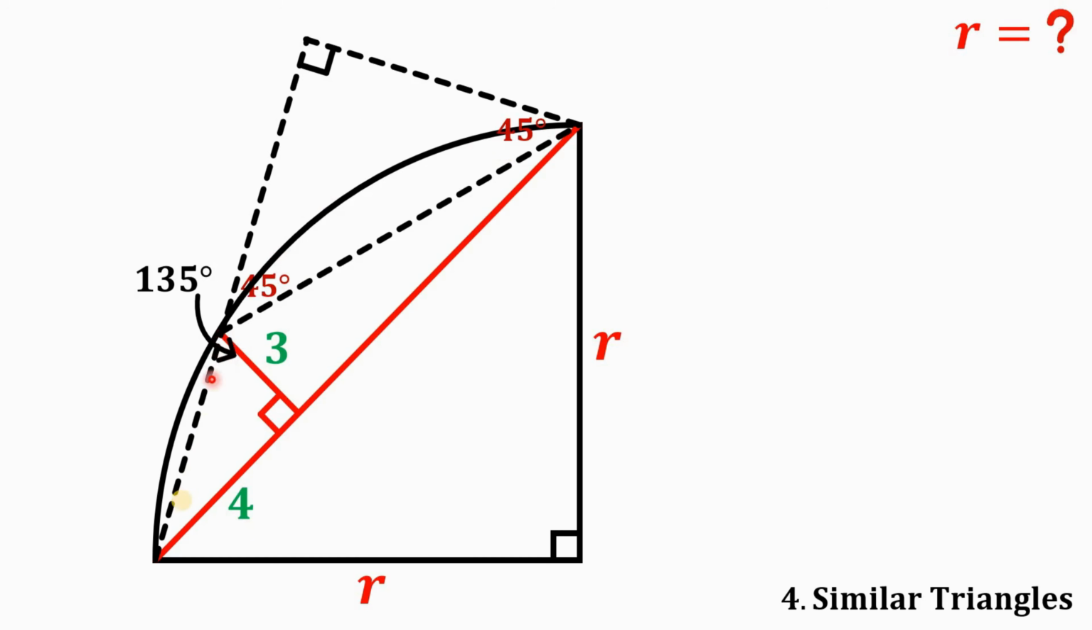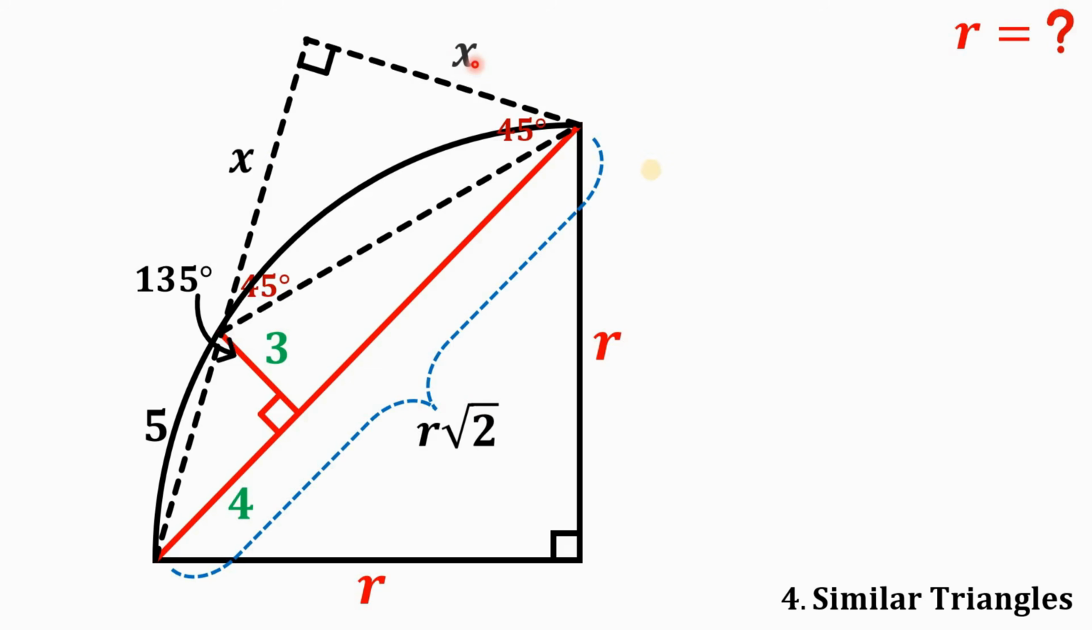Now, what we know, this length is 5 units, and the length of this chord is simply equal to r times square root of 2. Now, let's call this side b equal to x. And let's name some important points. Let's name this point A, this is B, this is C, this is D, this is E. Now, we have a common angle, angle A. In short, we can say that triangle ABC is similar to triangle ADE.